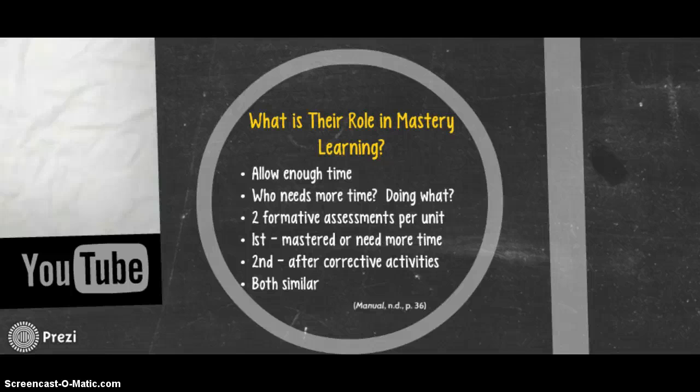The formative assessment identifies these students and determines what their particular problem areas are. Then the student and instructor know what the student specifically needs to work on to master the topic. There should be at least 2 formative assessments per unit in a mastery learning course.